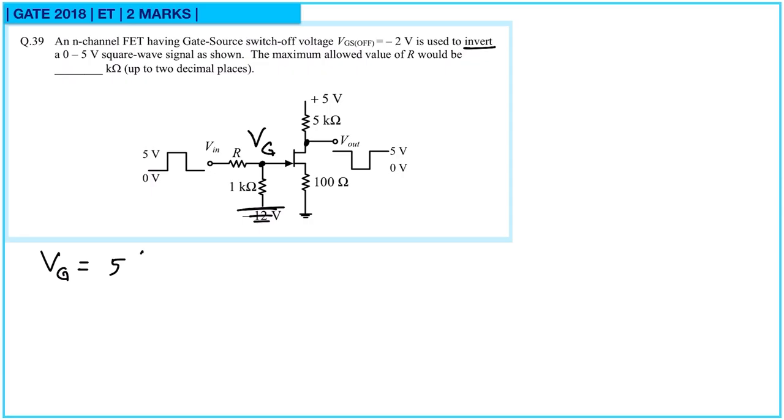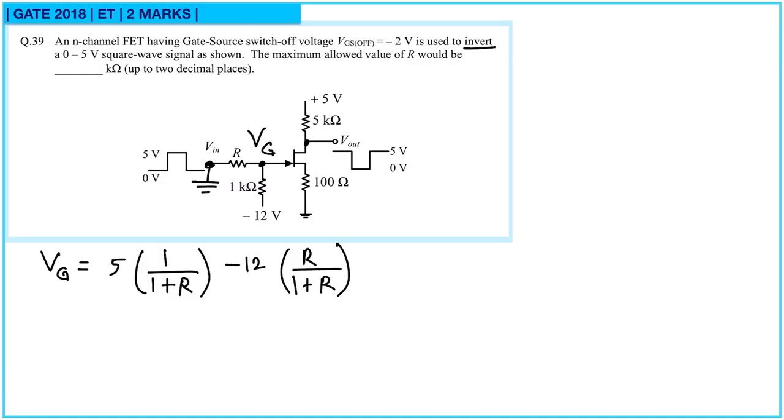so this will be 5 into 1 upon 1 plus R. I am taking R in kilo ohms. Now when we are considering this minus 12 volt supply, then V in will be grounded. So this will be voltage across R, which is minus 12 into R upon 1 plus R. So Vg is equal to 5 minus 12R upon 1 plus R. So this is the value of Vg.